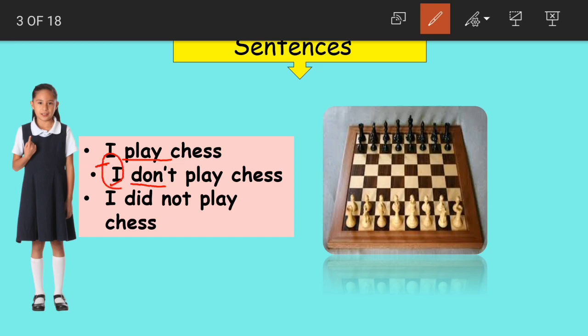Then again, I did not play chess. In the sense, this action has happened in the past tense. It's already happened. She didn't play chess until now. She didn't play chess any time. And when you say I don't play chess, that is like a present tense. Even now I don't play chess. So this is the present tense and this is the past tense. Okay children, so this you have to remember.